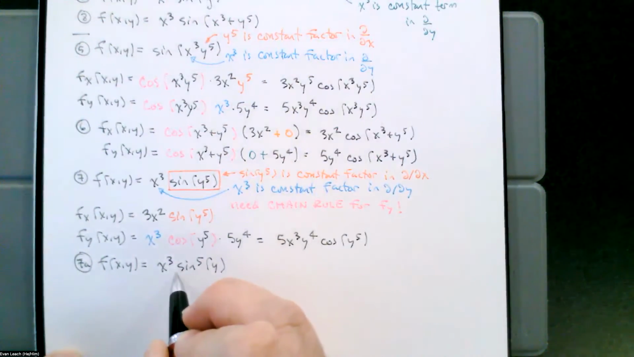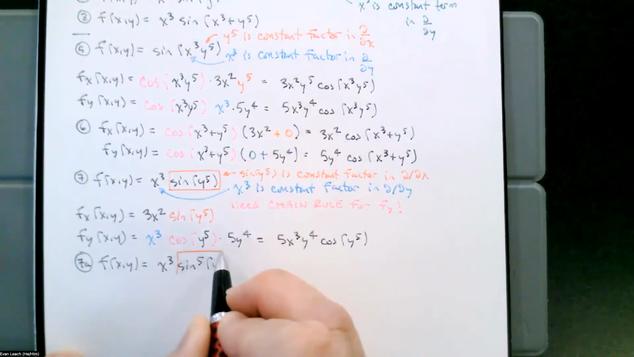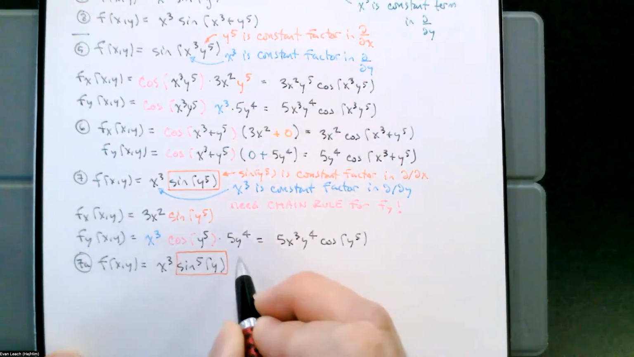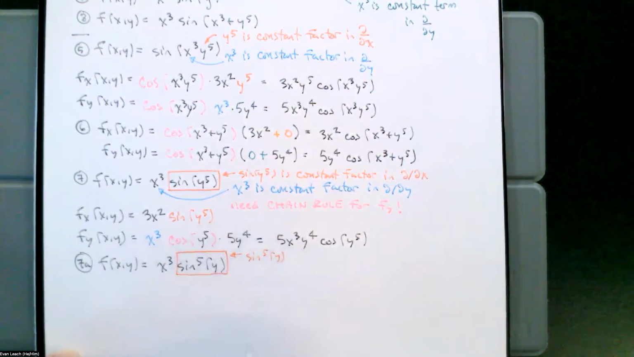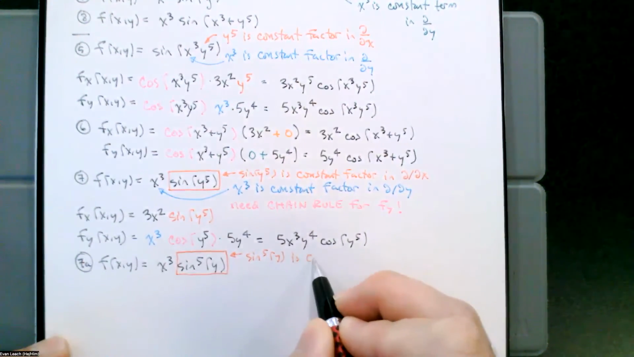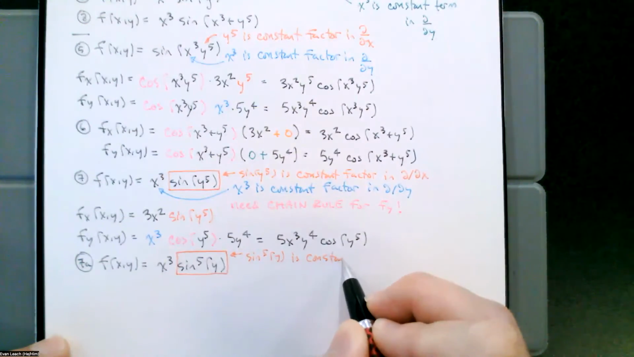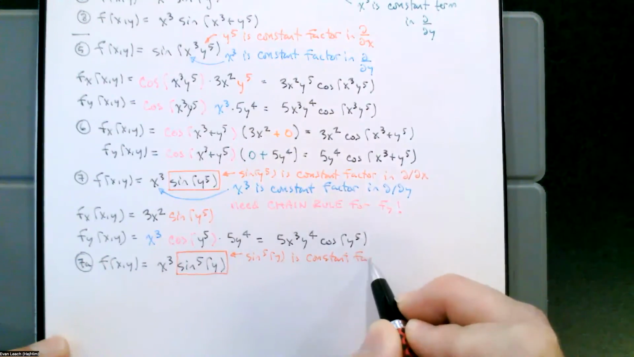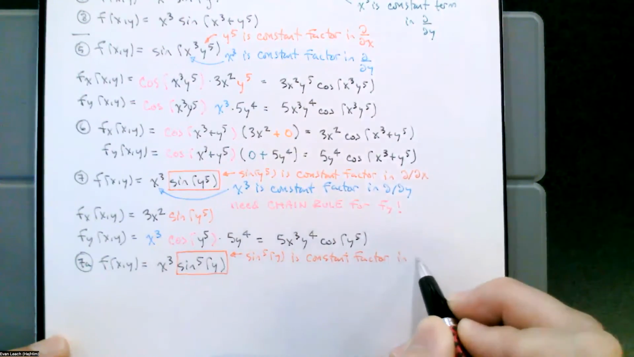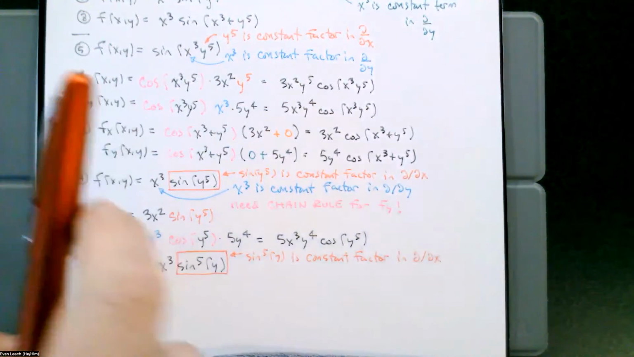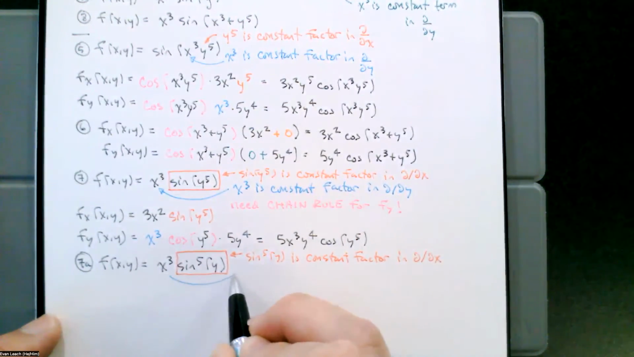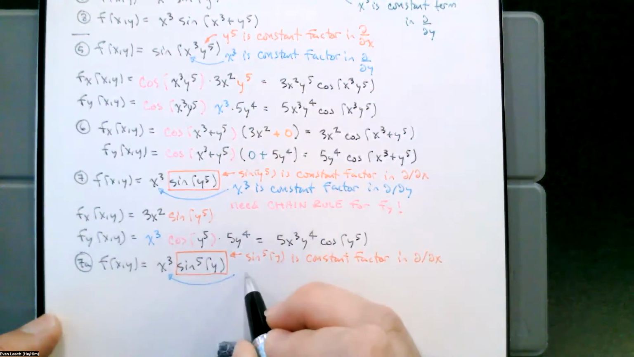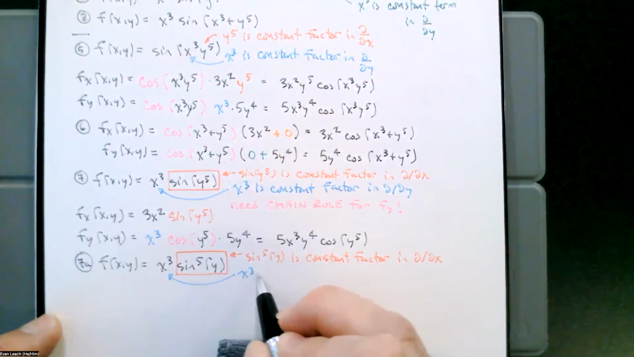So this sine to the fifth y is still just a constant factor in the partial with respect to x. X cubed is still a constant factor in the partial with respect to y.